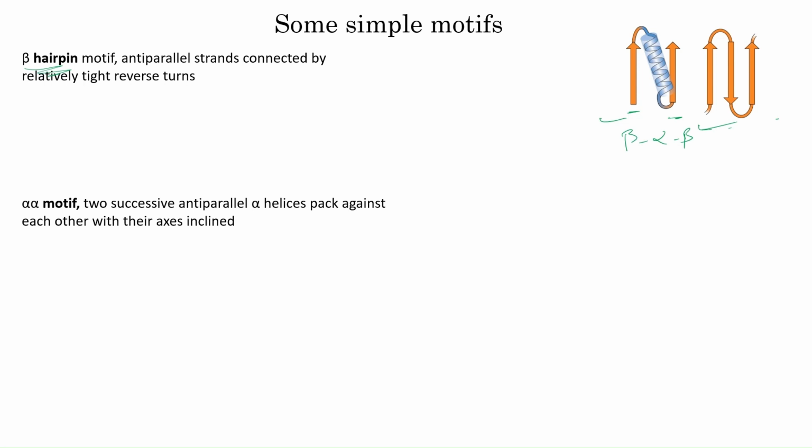One more motif is the alpha alpha motif. As the name suggests, two alpha helices are connected. But how are they connected? With a turn. They are inclined at an angle and connected with each other via a turn.